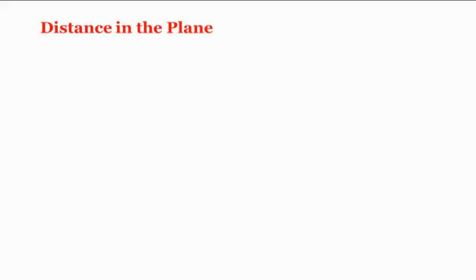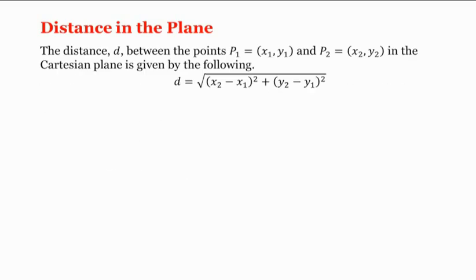Let's look at the distance between 2 points in the Cartesian plane. And here is the formula that the distance d between P1 and P2 is the following square root. Notice what we are doing here. We're taking the x-coordinate of P2, subtracting the x-coordinate of P1, squaring that difference, and then taking the y-coordinate of P2, subtracting the y-coordinate of P1, and squaring that difference, adding those results together and taking the square root.